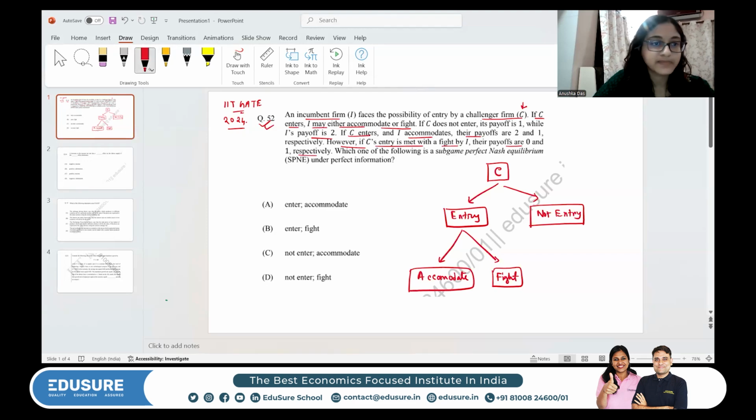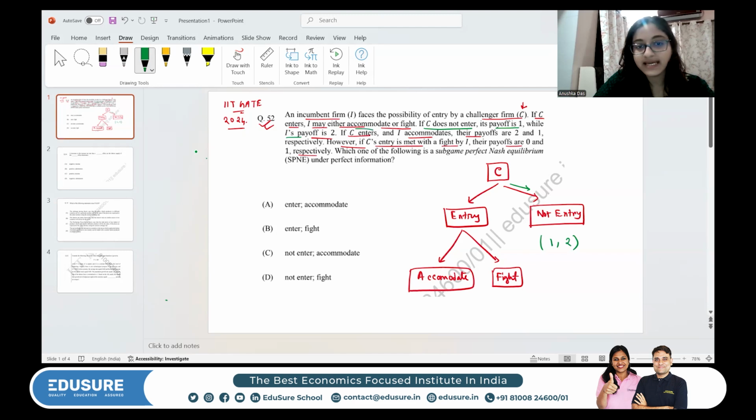Okay, fine. Let us write the payoff now. If C does not enter, its payoff is 1, while I's payoff is 2. So if C does not enter, then the payoff is 1 for C, while the payoff for I is 2, right? This is given to you.